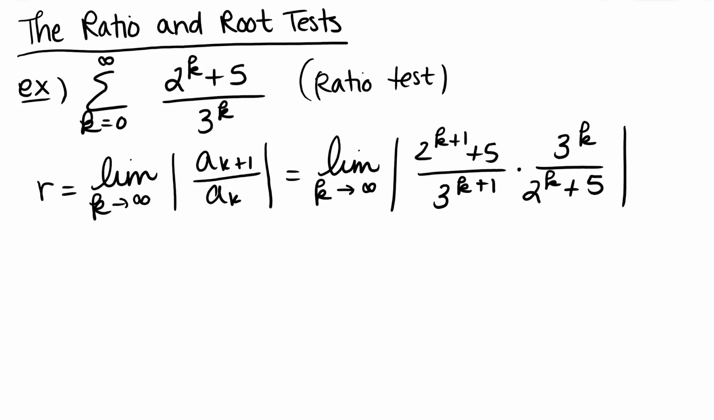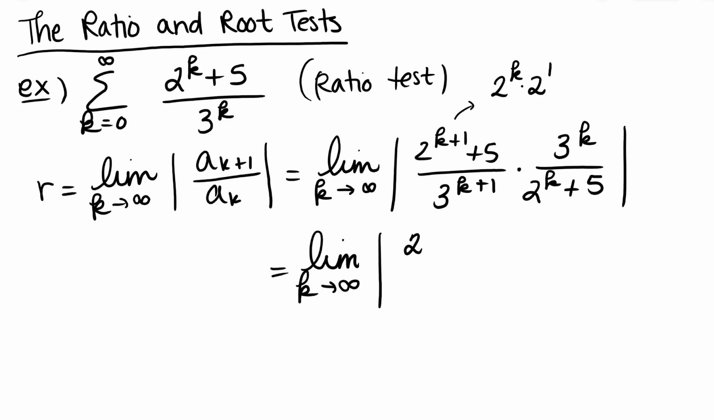This should be pretty interesting. I'm going to simplify this a little bit. The big trick when dealing with the ratio test is to rewrite it by pulling off the 2 to the k plus 1. This is 2 to the k times 2, because when you multiply two like bases you add the exponents, so we're undoing that rule. So this is going to be 2 times 2 to the k, plus 5. I need parentheses here, and then I have that 3 to the k on top.